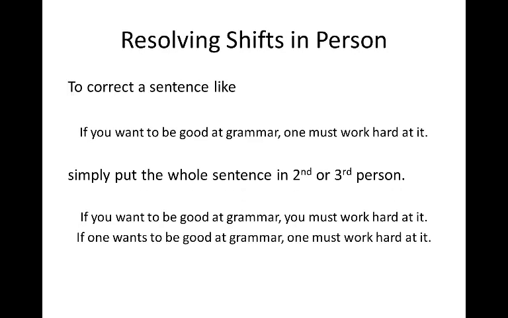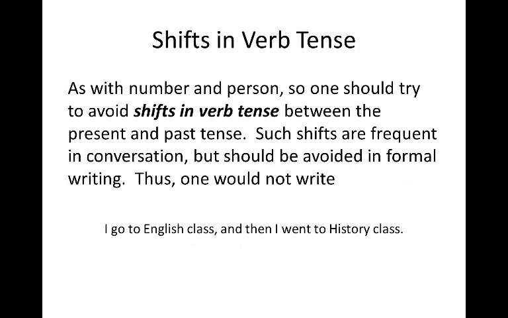To correct a sentence like, "If you want to be good at grammar, one must work hard at it," simply unify the person of the sentence. Put the whole sentence in second or third person. "If you want to be good at grammar, you must work hard at it," is correct. "If one wants to be good at grammar, one must work hard at it," is also correct. Either of those is fine.